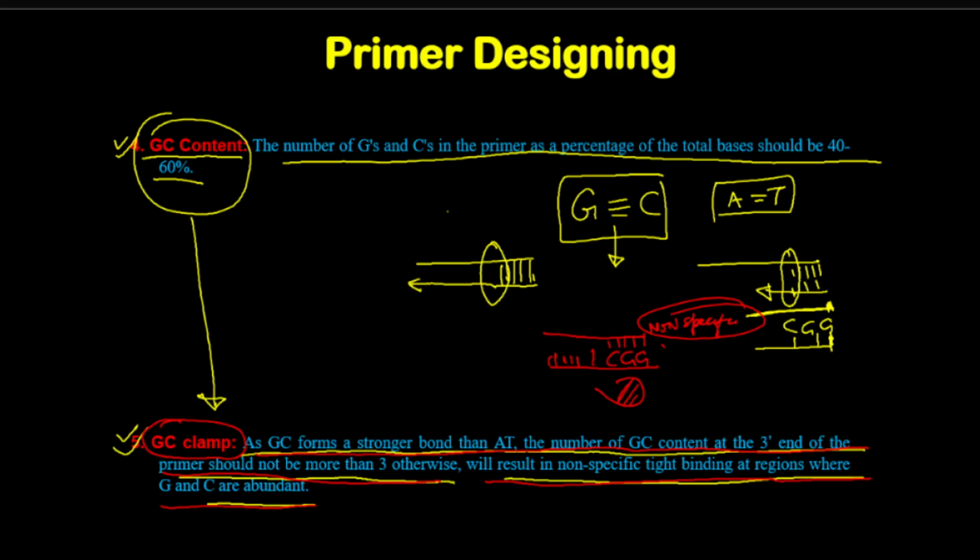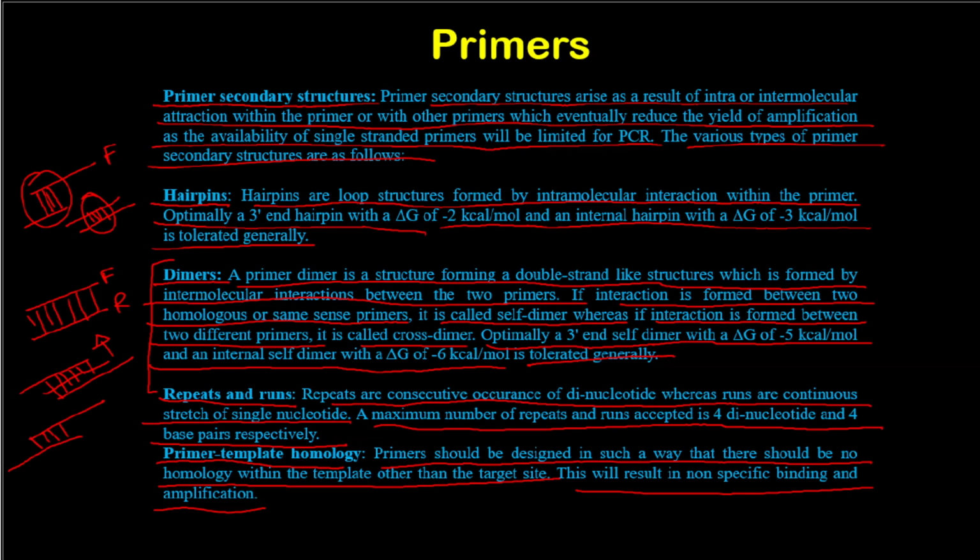Okay. What else should be kept in mind for primer designing? GC content, GC clamp. The number of G's and C's in the primer, as a percentage of the total bases, should be 40 to 60%. And as GC forms a stronger bond than AT, the number of GCs at the 3' end of the primer should not be more than 3, otherwise it will result in non-specific tight binding at regions where GC is abundant. So these are the things that you should keep in mind while designing your primers.